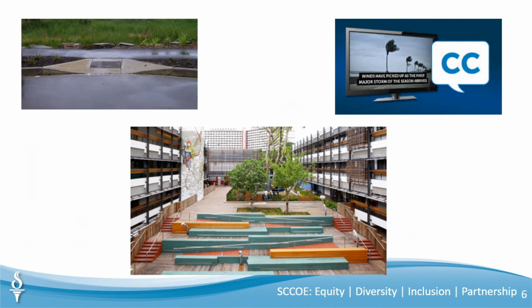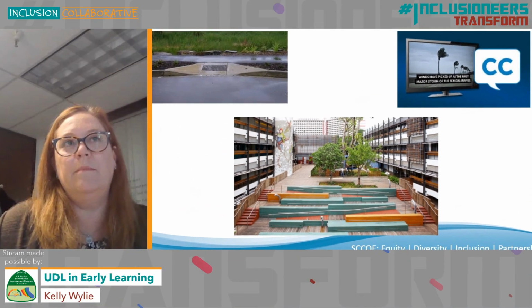And finally, the design at the bottom of the screen is an example of a wheelchair accessible ramp. However, this design offers more than just wheelchair accessibility. It can be accessed by strollers and bicycles. People can also sit and enjoy the space, etc. Universal design works under the concept of, if it can be good for some, it can be best for all.